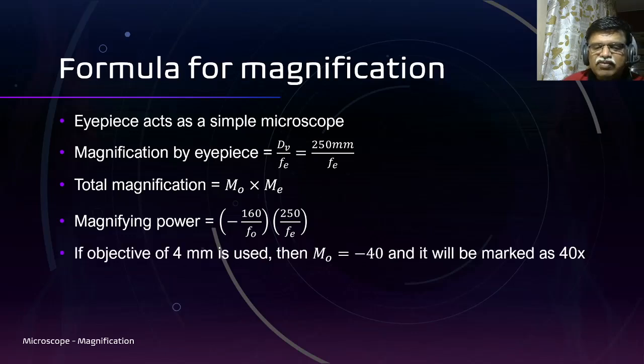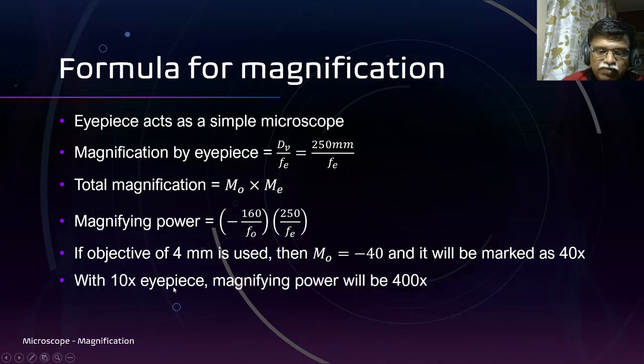So if an objective of 4 mm is used, then magnification by objective is going to be −40, because it is going to be −160 mm divided by 4 mm, and it will be marked as a 40x objective. With a 10x eyepiece, okay, 40x objective here, and with a 10x eyepiece we are going to have magnifying power as 400x, because this is going to be 40x and this is going to be 10x. So that will be effectively 400x magnification.